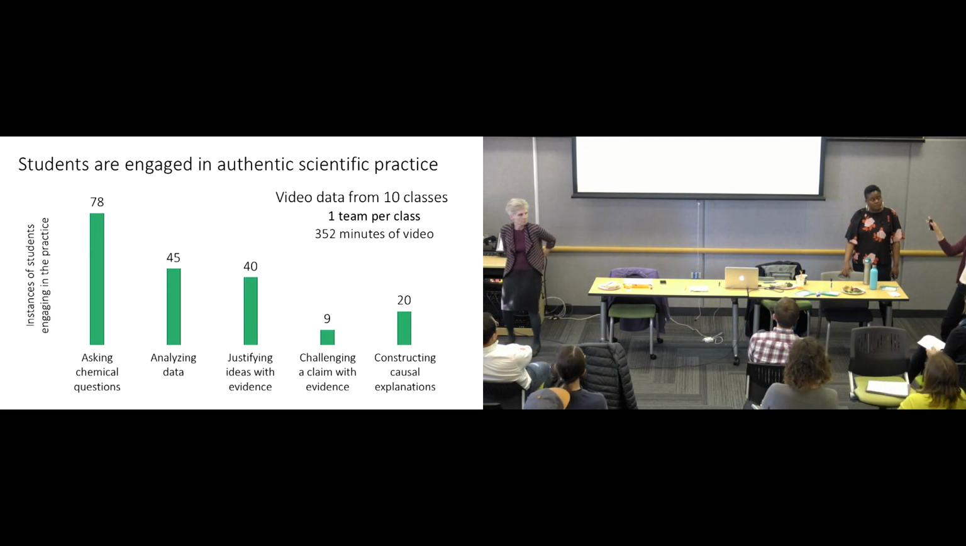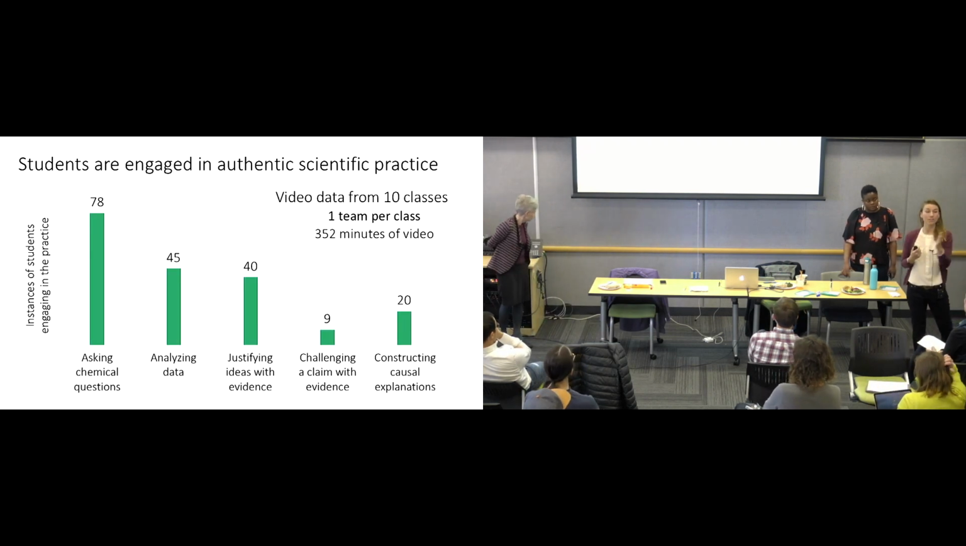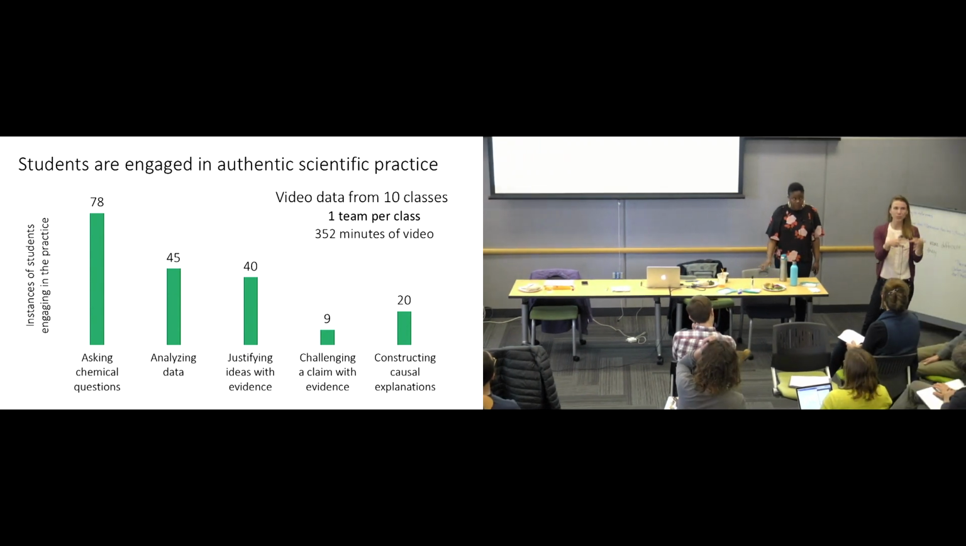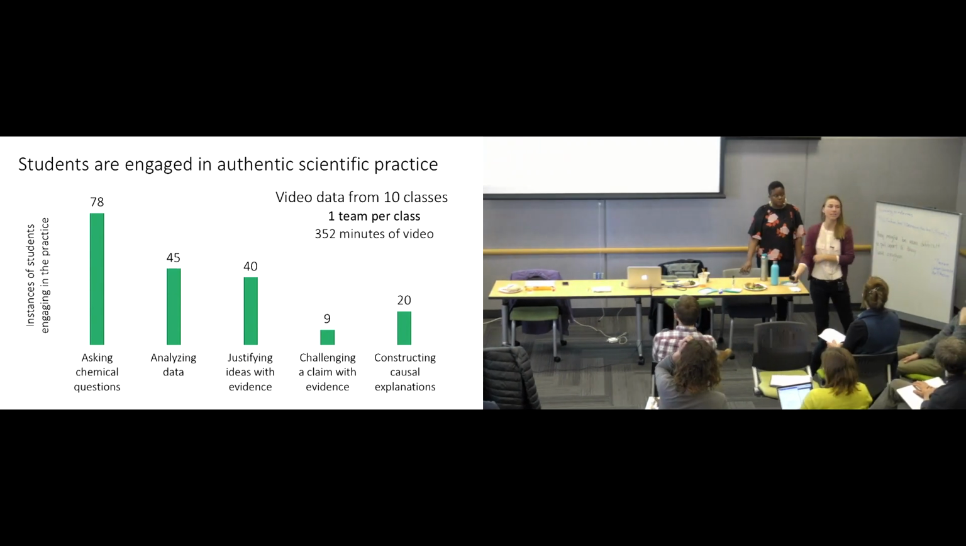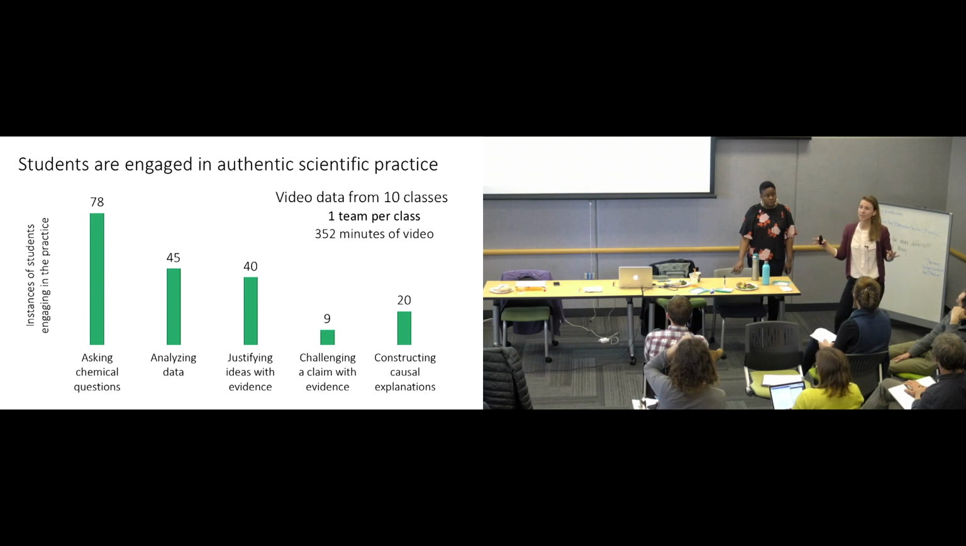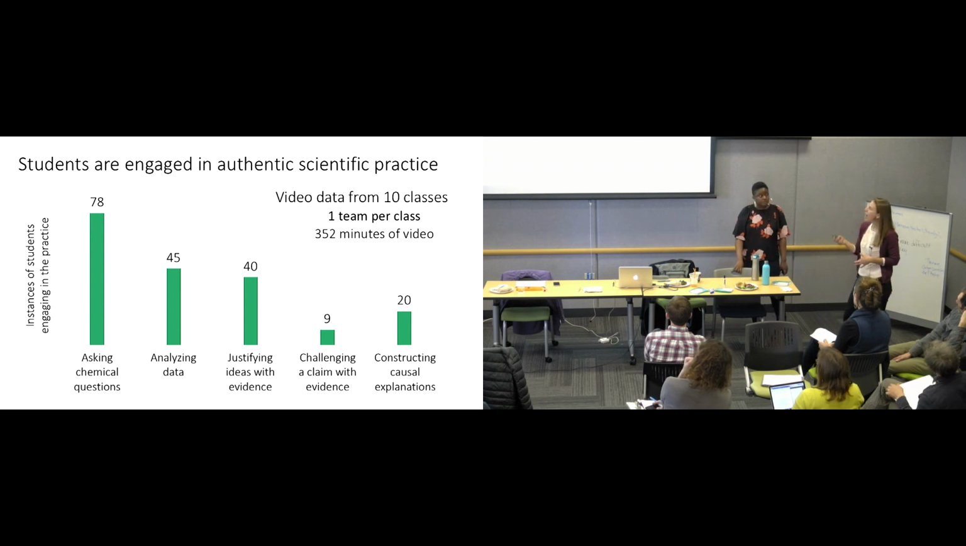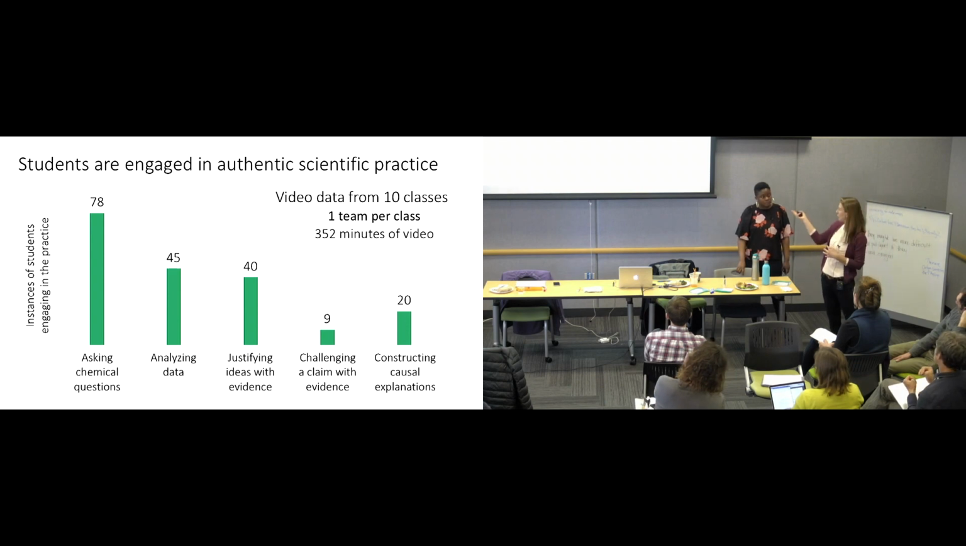So I won't say a lot about this, but we collected video across teams and across tasks over the semester. I analyzed across 10 tasks the participation of one team in each task, and looked at the different practices. There's a lot of practices they're engaged in, but in terms of getting interrater reliability, I ended up looking for these 6. Asking chemical questions, not just clarifying questions but questions that were chemical in nature, identifying relationships or patterns in data, justifying ideas with evidence or some kind of reasoning, challenging claims in the same way, and constructing causal explanations.